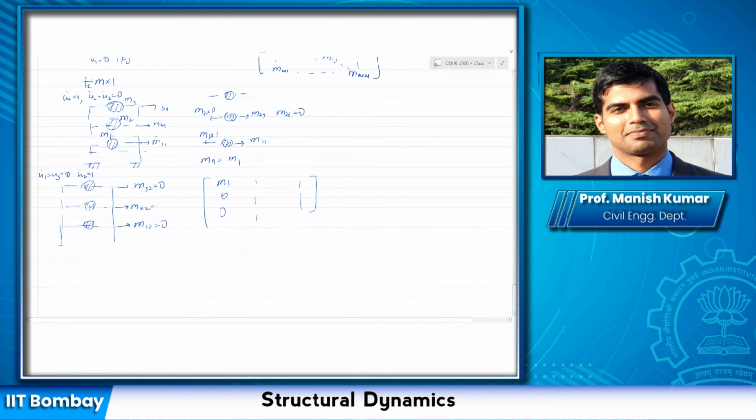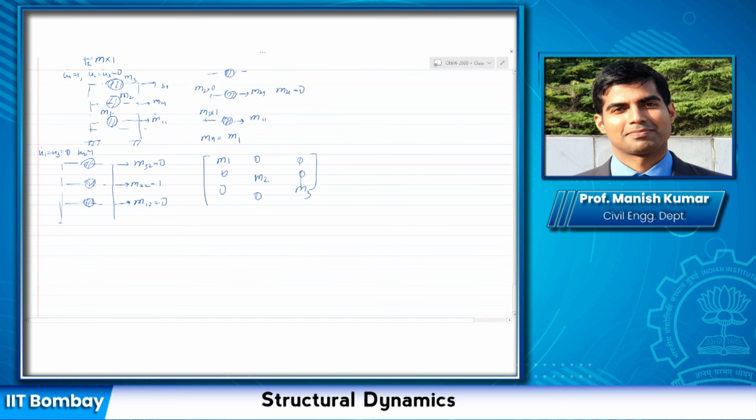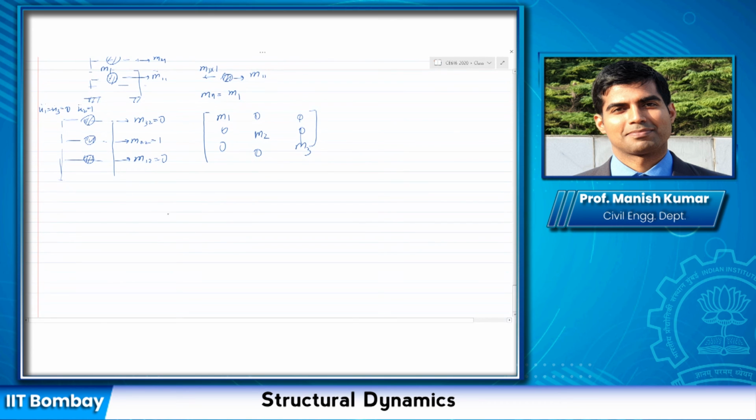Because now the unit acceleration is only at this point. So 0, M2, 0. And similarly, I can fill up the third column as well. Okay, now it is very simple for this kind of system. But let us say I had a beam in which I had defined degrees of freedom at these two nodes, U1 and U2. Because remember, this beam is supported by two springs K1 and K2.